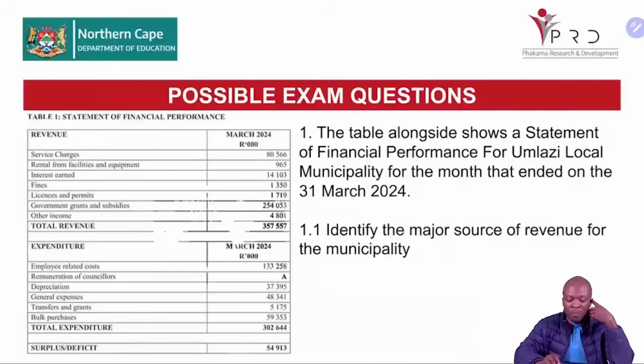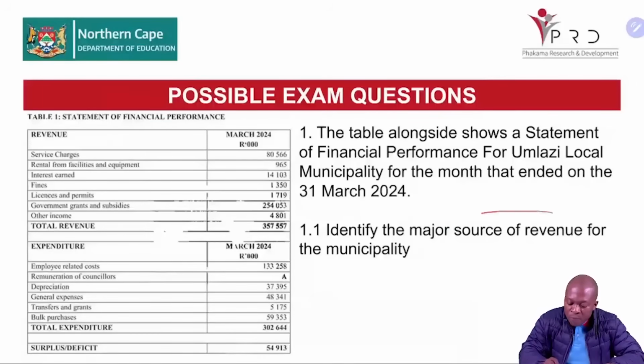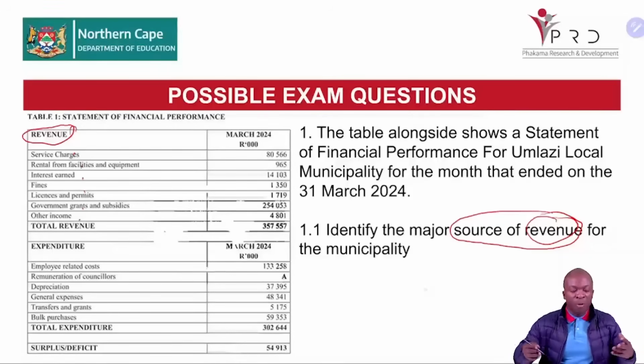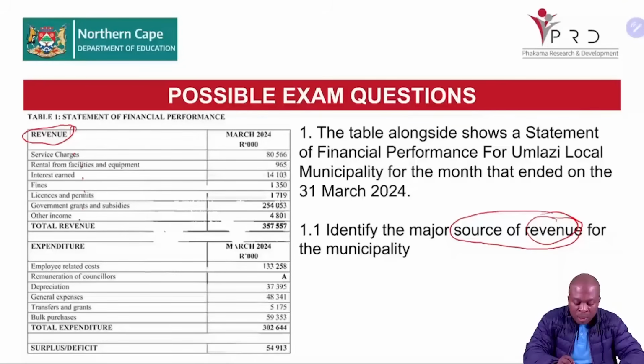So question 1, identify the major source of revenue for the municipality. So when you find questions like this, the first thing is to find that we are talking of source of revenue. So our keyword is what? Revenue. Then you go under revenue. These are the sources of revenue. So now the examiner says the major. Which source of revenue gives us the biggest money? So you go through it and you find that this is the biggest money.